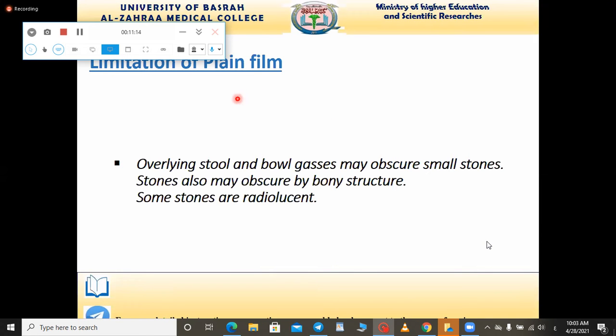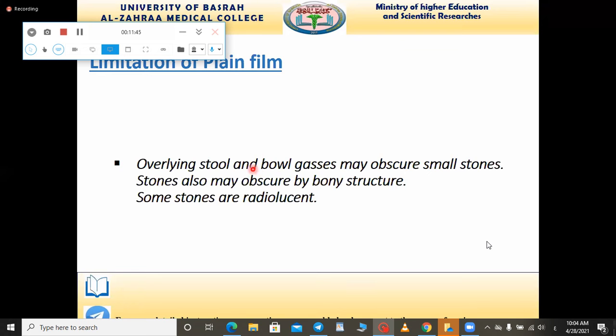What is the limitation of the use of KUB film? We know the indications, so what are the limitations? First of all, overlying stools and bowel gas may obscure small stones. So in order to do a proper KUB film, we should prepare the patient. How? We ask the patient to fast before the study. By fasting, we avoid gas as much as possible. We also ask the patient to pass a stool before the study.